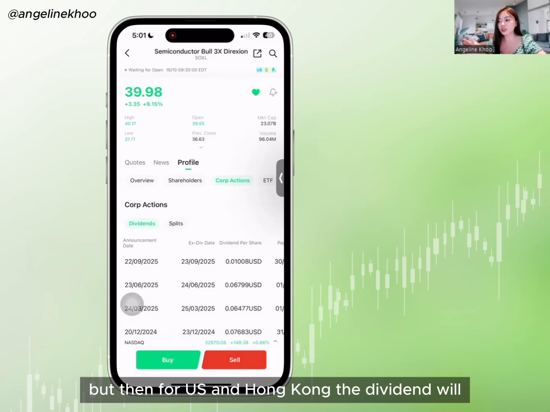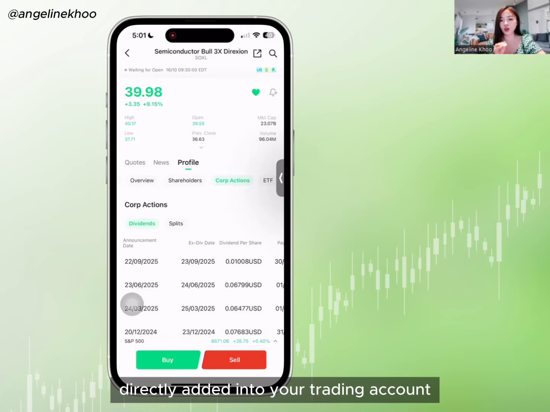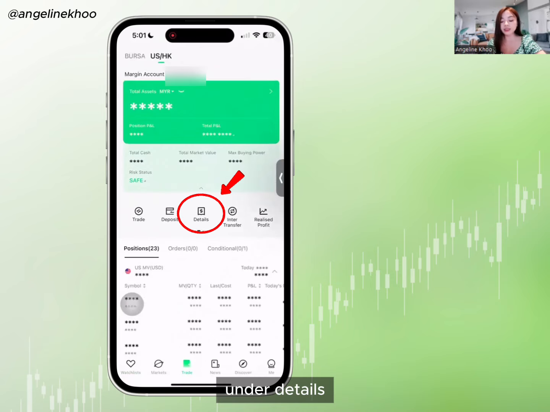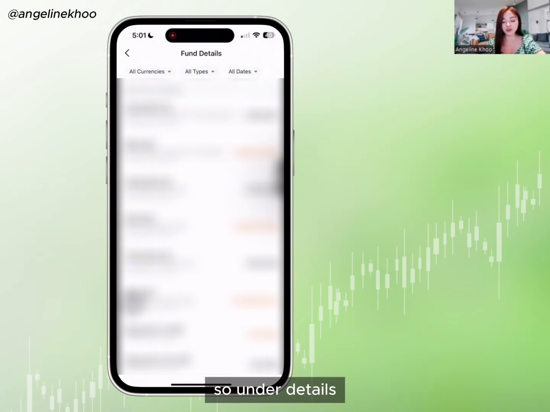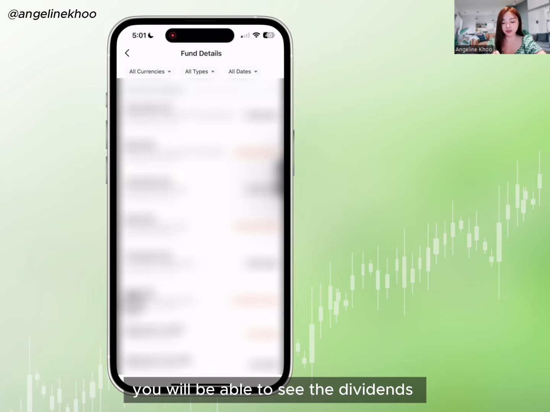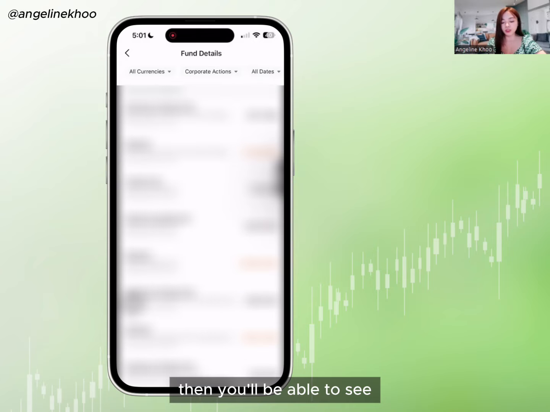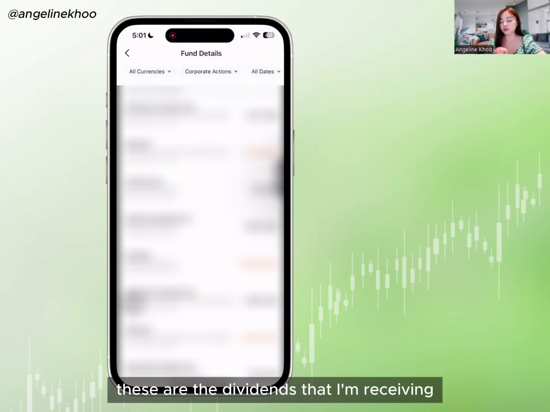But then for US and Hong Kong, the dividend will be directly added into your trading account. And then you can actually find the record here under details. Under details, you will be able to see the dividends. You can even filter out the types. So maybe I'll filter it into corporate actions. Then you'll be able to see these are the dividends that I'm receiving.